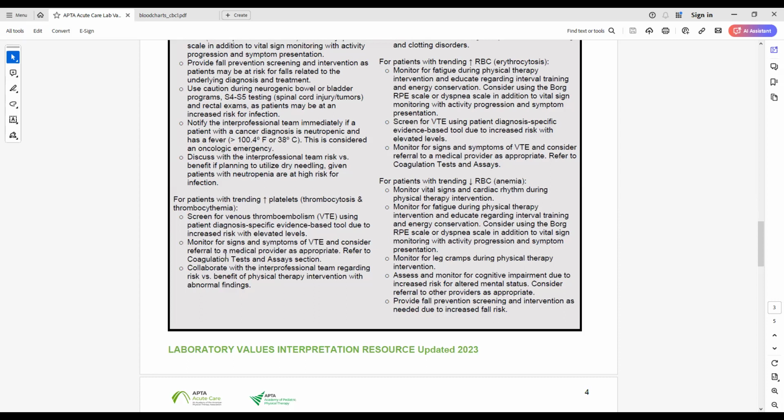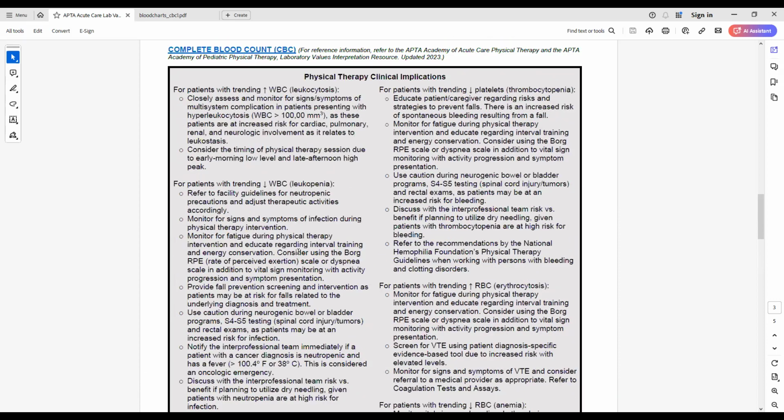Refer to the coagulation test and assay section. Collaborate with the interprofessional team regarding risk versus benefit of physical therapy intervention with abnormal findings. Somebody might have a DVT in the lower leg, and I'm trying to do exercise for the lower leg, and all of a sudden this thrombus dislodges from the vessel wall and causes an embolism, which might be fatal.